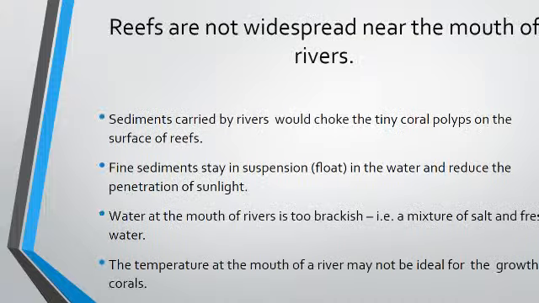Reasons why reef are not widespread near the mouth of rivers. So one, sediments carried by rivers would choke the tiny coral polyps on the surface of reef. So the corals, they're alive and they have small tiny holes that they would breathe through. And if you have sediments coming from the river, sediments that we are unable to see. Remember, we looked at river sediments and how they transport their material, and we know that some of that material is transported in solution, so we can't necessarily see it, but it is there. So some of these tiny things would actually choke the corals, and when they choke, then they would die.